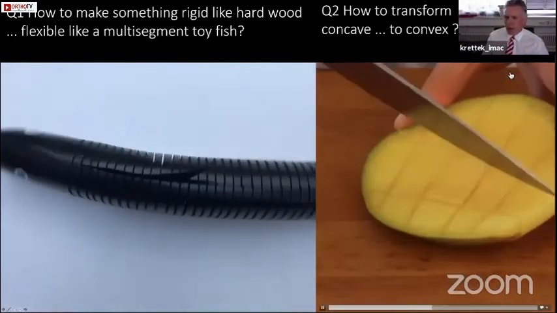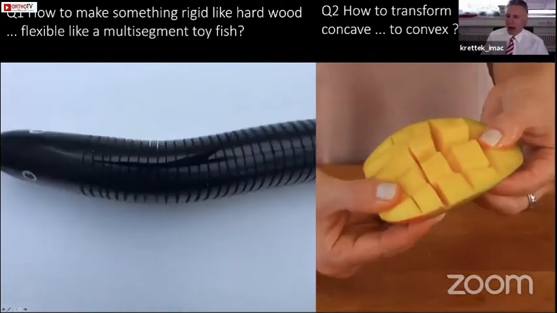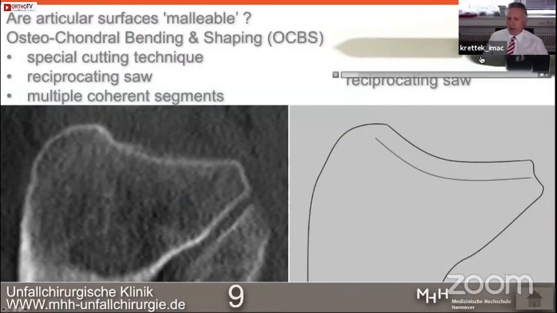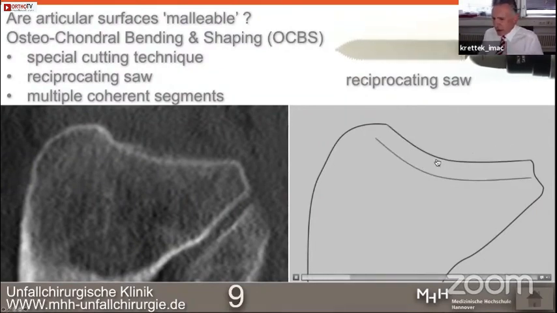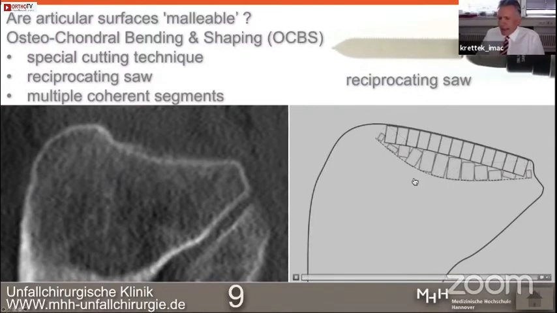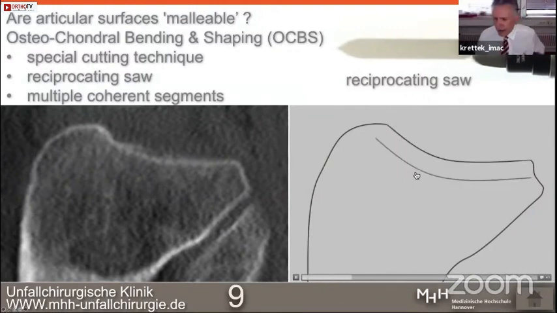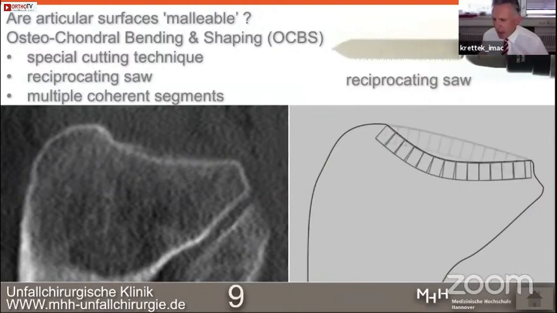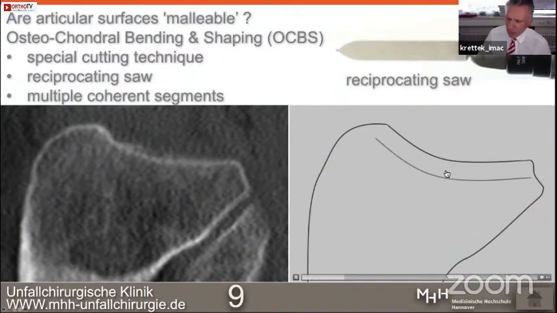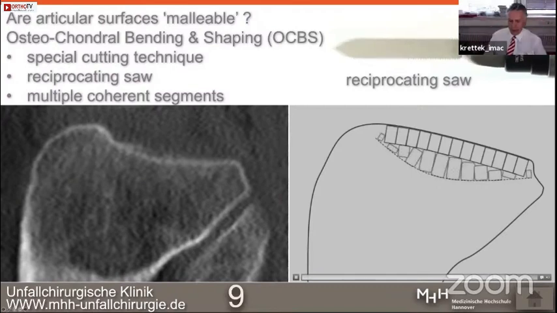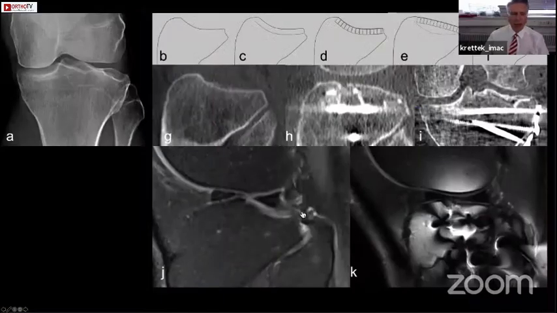So these observations have stimulated my planning for this case, and I was doing experiments with a reciprocating saw, cutting multiple times just underneath the cortex and a little bit inside the cortex, so to make multiple cuts, and the multiple cuts, like in the fish, all of a sudden get flexible, get bendable, so we can go underneath with a distractor and fill it up with bone graft. So this was the theory, this was the idea. Let's have a look how we do in this case.